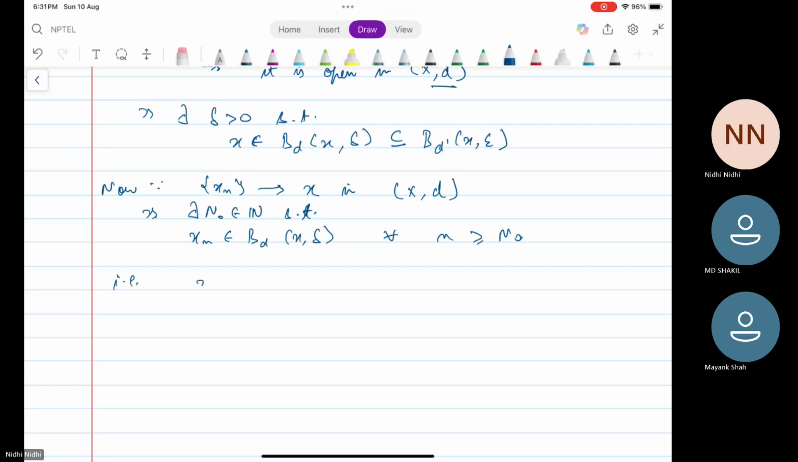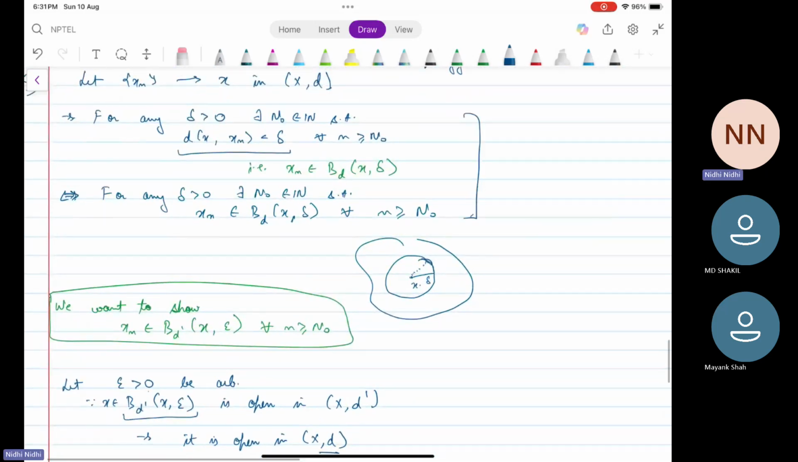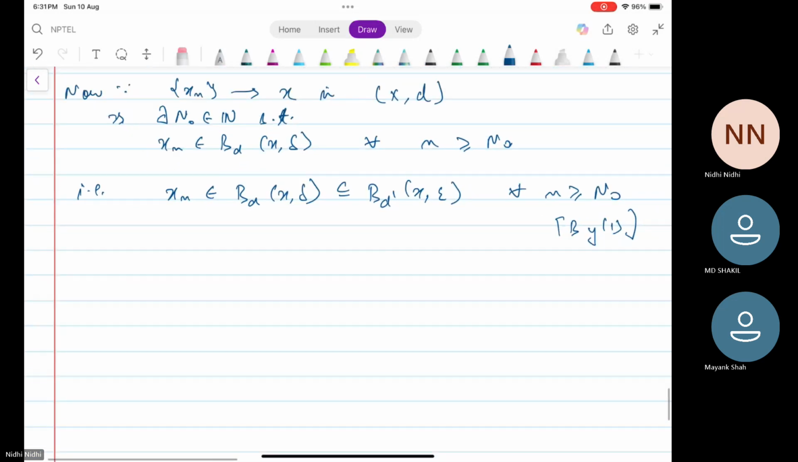That is, Xn belongs to B_D(X, delta). Now, since this B_D(X, delta) is contained in B_D'(X, epsilon) for every n greater than or equal to N, this is my first. Let's call this star. So this implies Xn belongs to B_D'(X, epsilon) for every n greater than or equal to N.